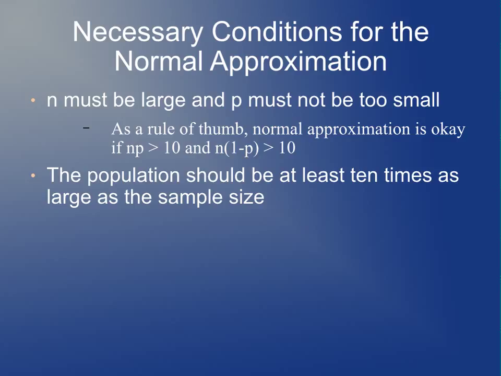The usual rule of thumb is the normal approximation is okay if n times p is greater than 10 and n times 1 minus p is also greater than 10. Also the population should be at least 10 times as large as the sample size, which in practice is almost always the case. These conditions are, if anything, a bit conservative. You'll usually get away with it even if these aren't satisfied, but you're generally safe if those conditions are satisfied.